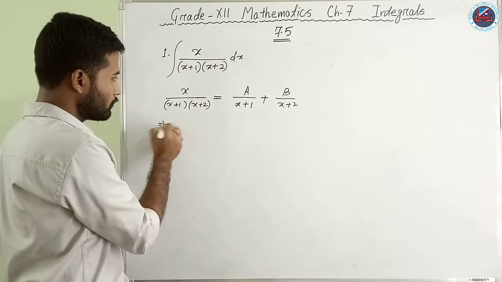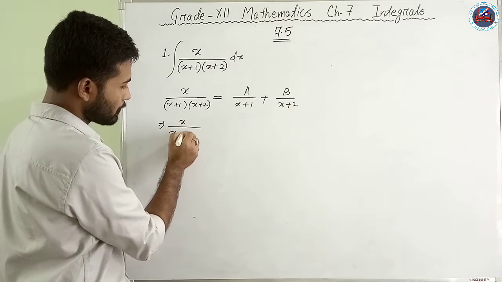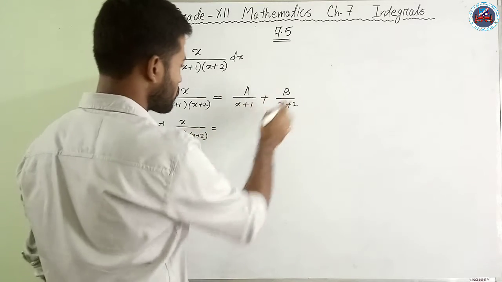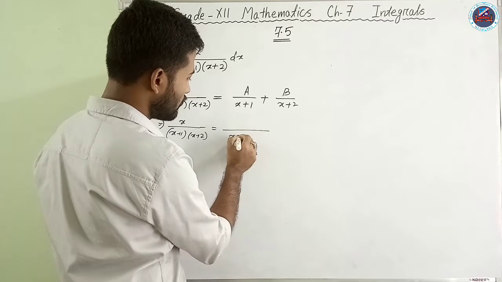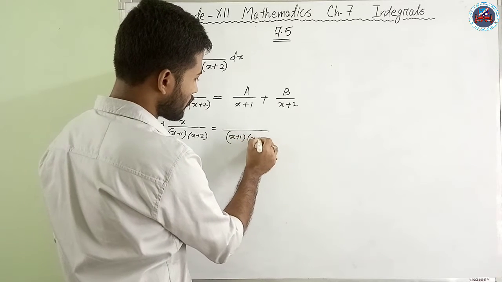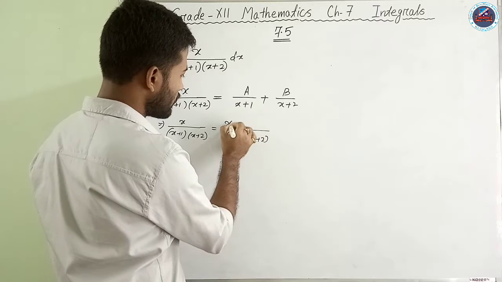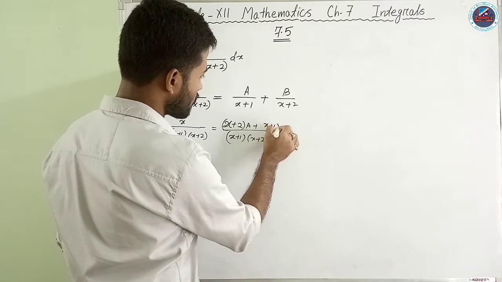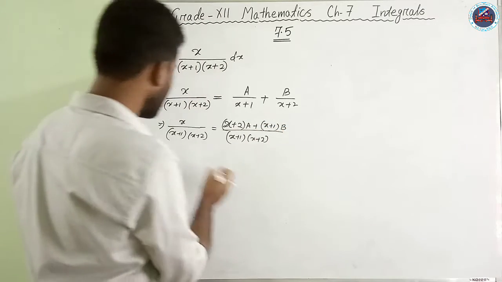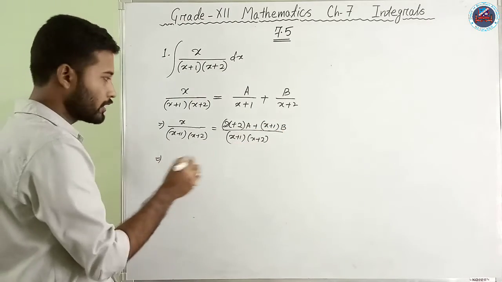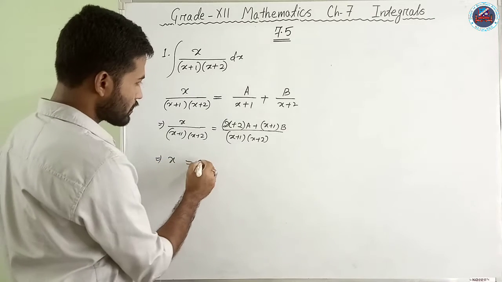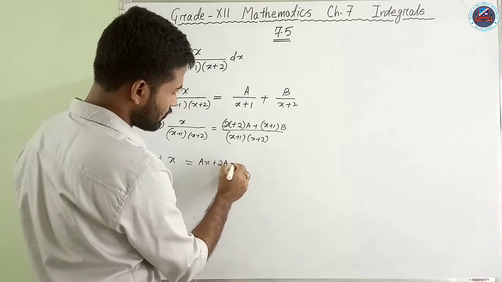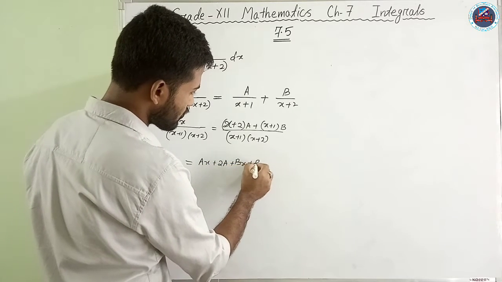Fine. Now this implies x equals, just take the LCM, so it will be (x plus 1)(x plus 2), so this will be (x plus 2) into a plus (x plus 1) into b. Now from both sides we can cancel out the denominators, so the remaining will be x is equal to ax plus 2a plus bx plus b.